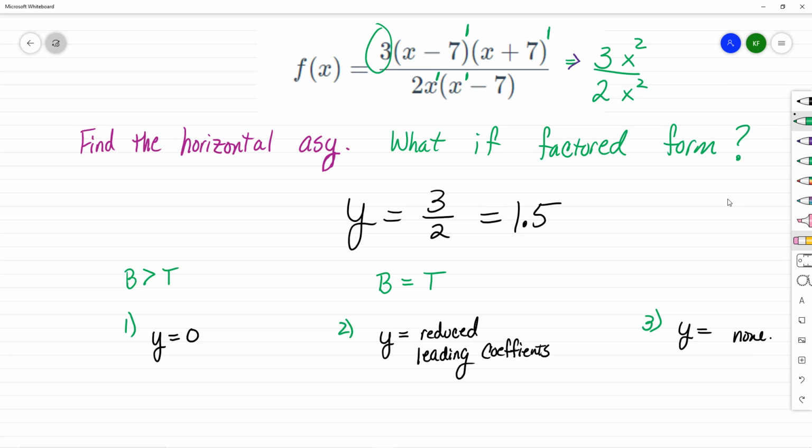All right, so we've seen one that has standard form polynomials on the top and bottom, and then we saw one that is in factored form. Okay, so I'm going to do the last case.